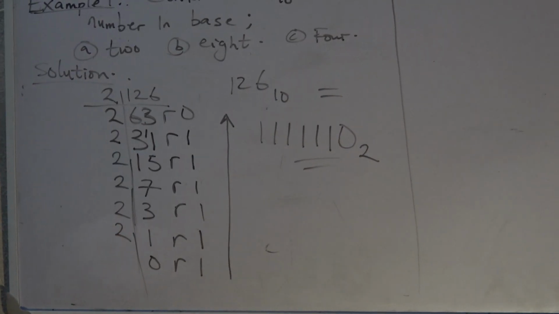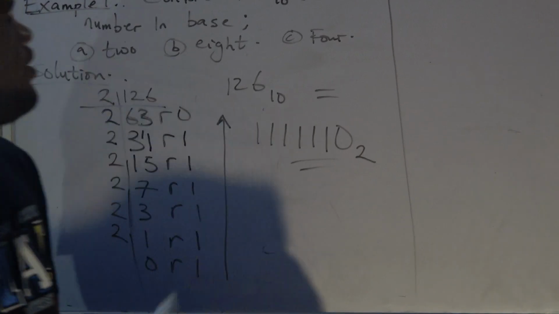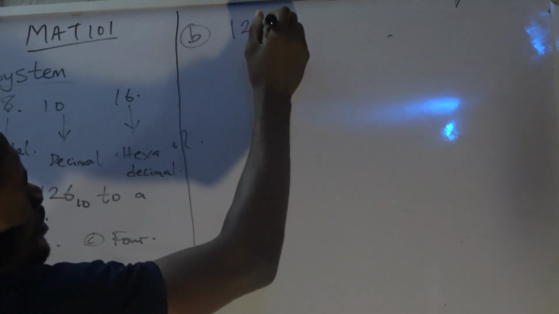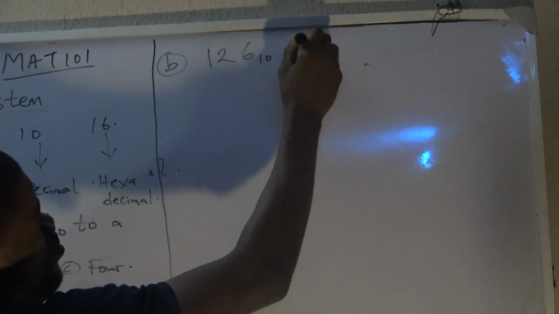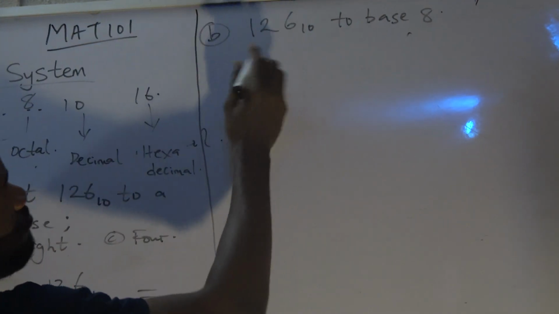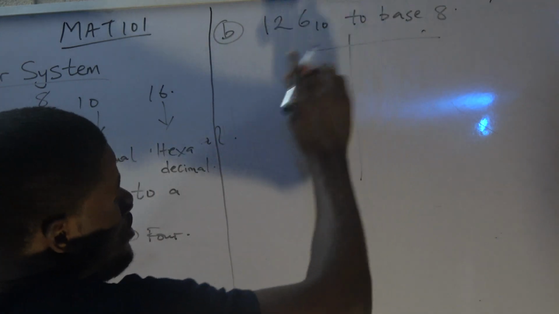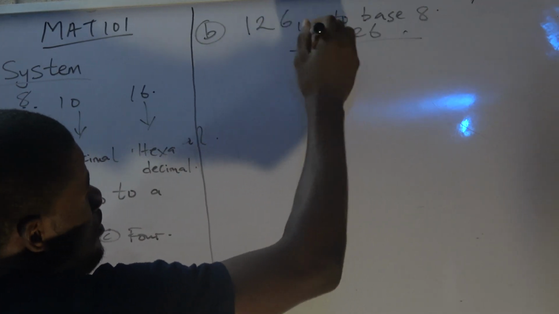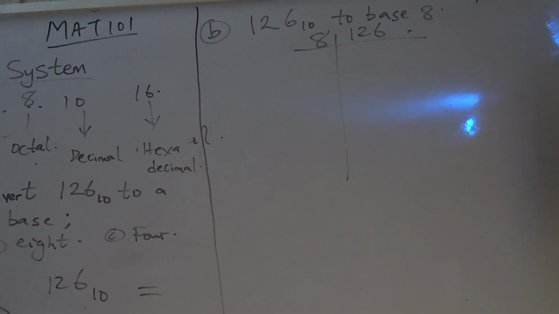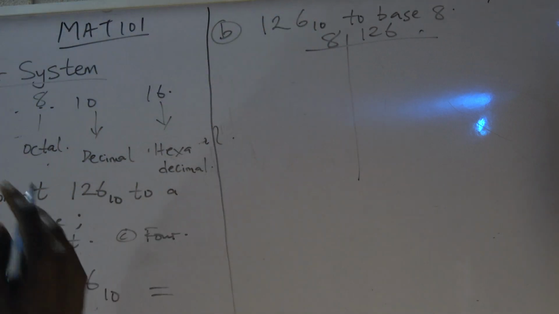Now let's look at part B, converting this same 126 base 10 to base 8. You draw another line, the division line, 126. You write the 8 by the left hand side. Now 8 has to divide this 126. 8 into 12 is 1.